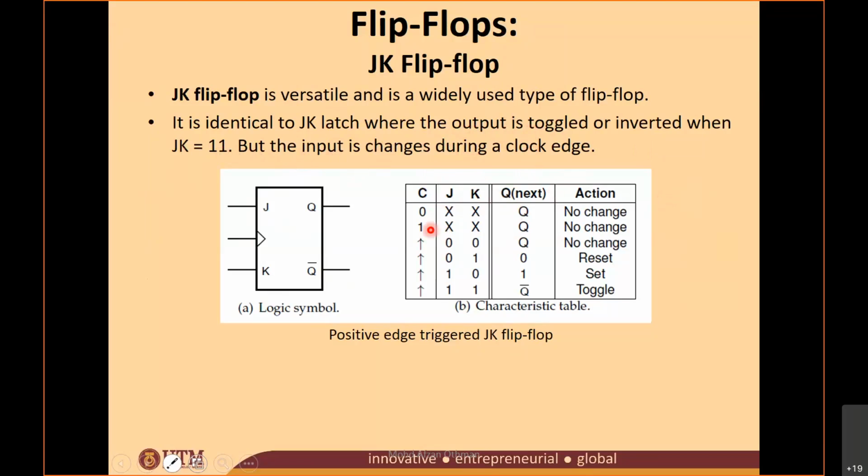So this is the characteristic table for JK flip-flop. Okay, if the clock source is either 0 or 1, regardless of your JK, the Q will not change. And untuk case yang ni, since this is a positive edge trigger, every rising edge, the output of Q will change according to your JK input. If 0, 0, the output is no change. 0, 1, reset. 1, 0, you're going to set. 1, 1, you're going to toggle.